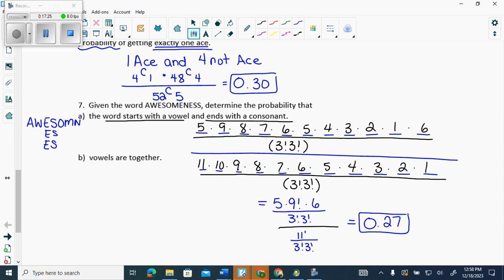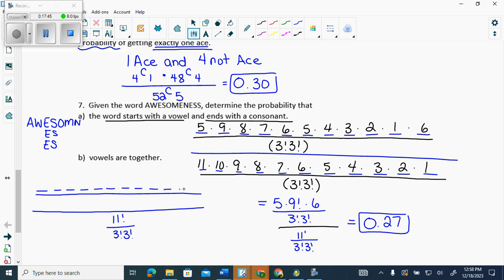Now the next one, our vowels are together. So the bottom is still the same. The bottom is still 11 factorial divided by 3 factorial, 3 factorial, because that's the absolute maximum number of ways I could rewrite awesomeness. The top, I'm going to have 1, 2, 3, 4, 5, 6, 7, 8, 9, 10, 11. 3 factorial, 3 factorial still.